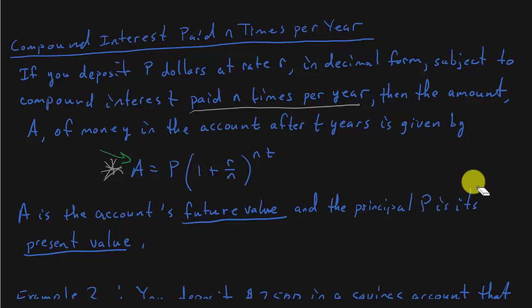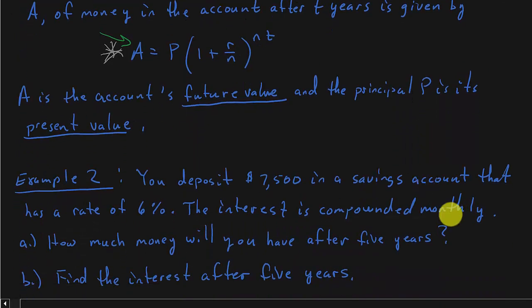All right, so A is the account's future value. So it's the same thing as the previous formula. How much money are you going to have total after so many years? And the principal P is its present value. So P, that's how much money you're going to put in the savings account, or how much money you're going to borrow, or whatever. All right. And N is how many times it's paid per year, paid N times per year. And I'll explain that more as we're working through the examples and everything.